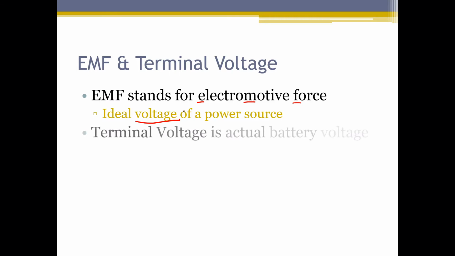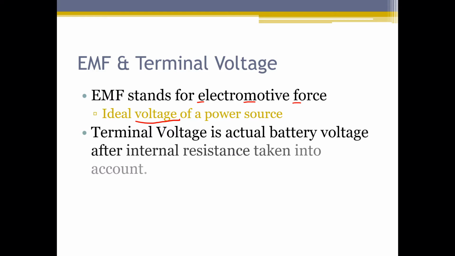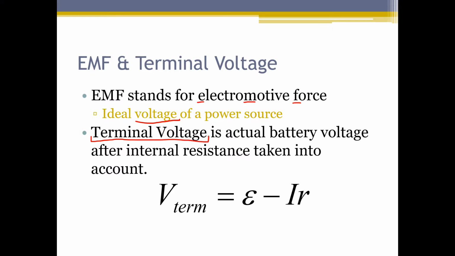Now, because you can't actually get a substance with zero resistance unless it's a superconductor, every battery, every source of power, actually has what's known as a terminal voltage. Terminal voltage is the actual voltage you get from the power supply after you take internal resistance into account. Internal resistance is basically the resistance caused by the substance itself. A battery will actually resist itself because of the way it's constructed. It's not entirely resistance free.